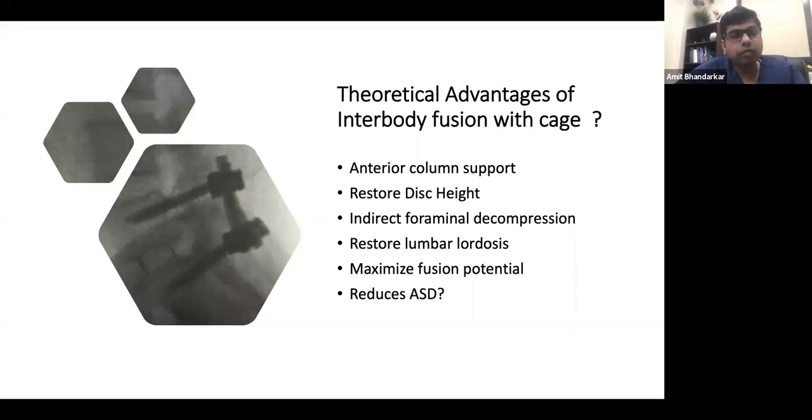The theoretical advantages of cages are anterior column support. It restores the disc height, causes an indirect foraminal decompression, and restores the lumbar lordosis. It maximizes the fusion potential by having contact between the two end plates and a transit for the bone graft to achieve union. And if you achieve lordosis, it has also been said that it might help in reducing adjacent segment disease. So there are a lot of theoretical advantages. The studies are limited in depicting all those advantages in reality, but I will say this is a work in progress.